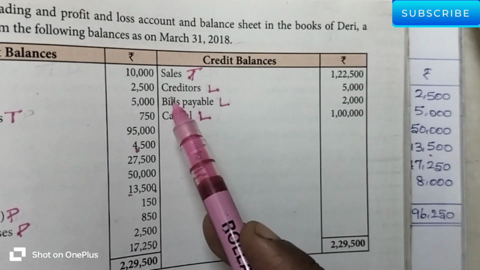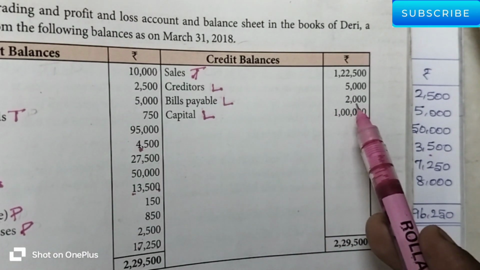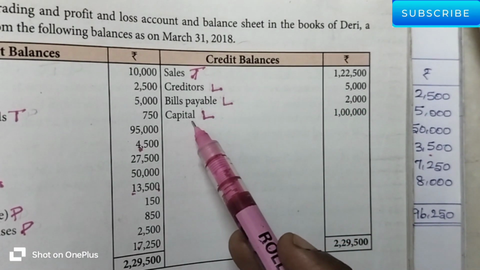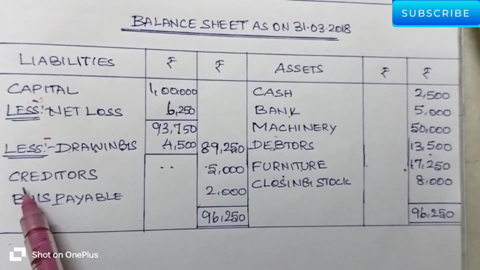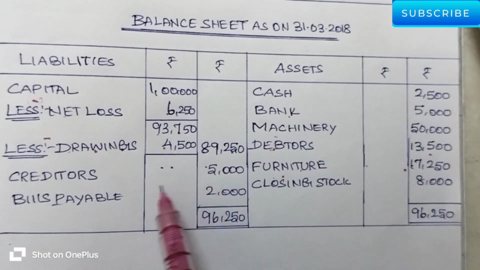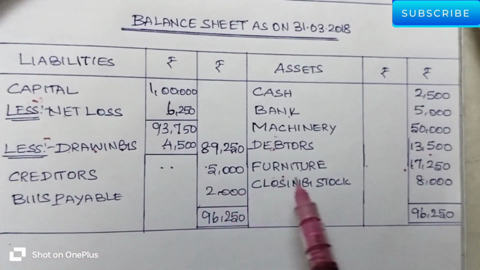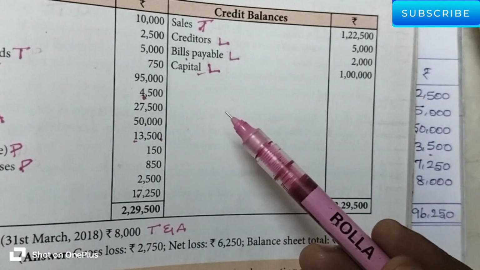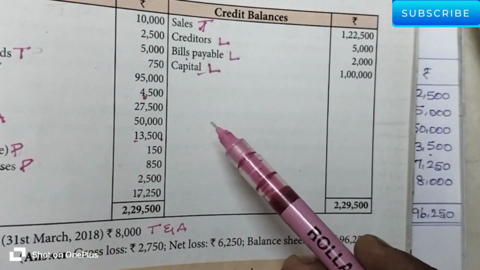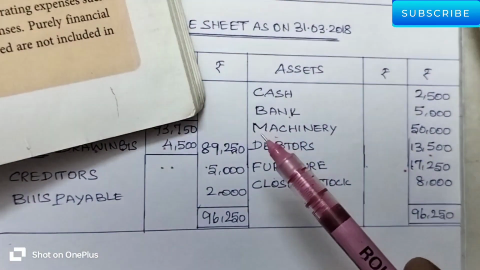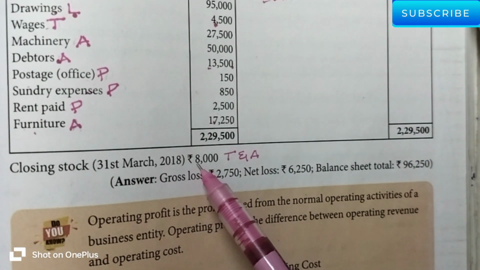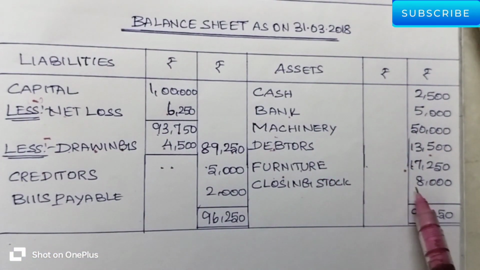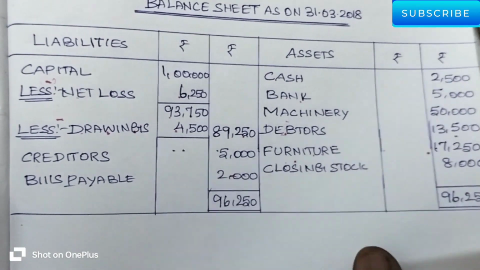Then here, L means what? Liabilities. Creditors 5,000 rupees, bills payable 2,000 rupees, capital we already entered. So creditors and bills payable, as per the format of the balance sheet, you are going to enter on the liability side of the balance sheet. Creditors 5,000 rupees entered, bills payable 2,000 rupees entered. After entering all the given information into the liability side and asset side, finally you have to enter the closing stock on the asset side. How much is the closing stock? 8,000 rupees. So closing stock 8,000 rupees entered on the asset side.